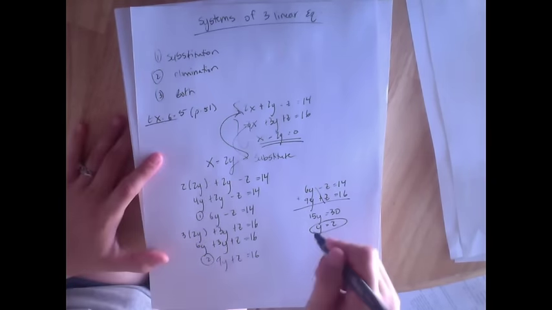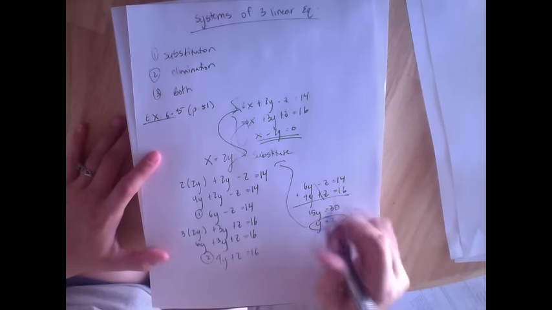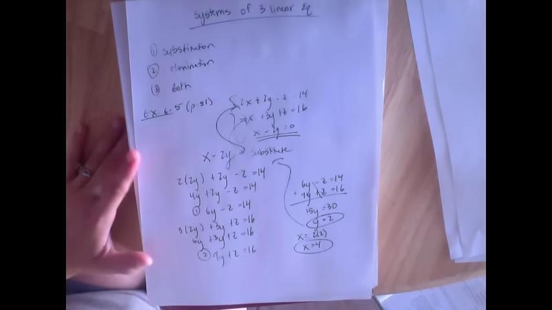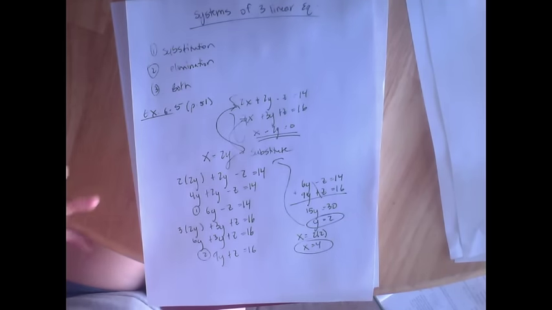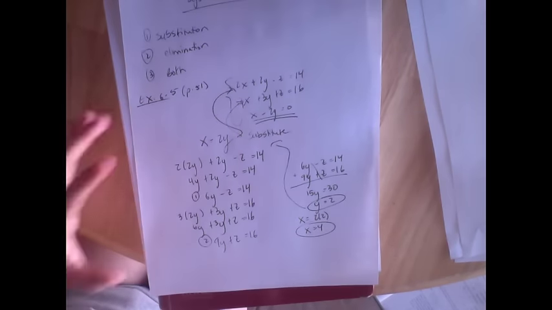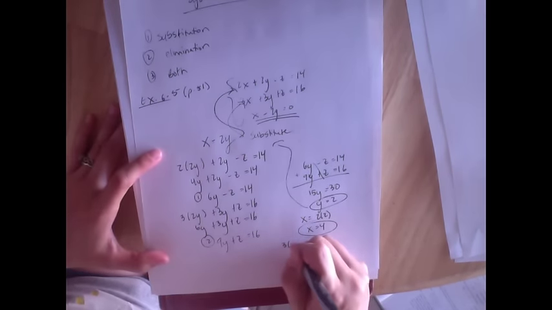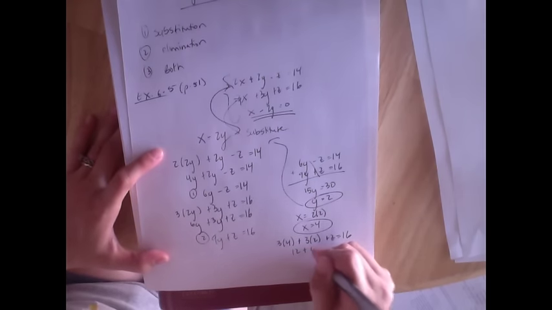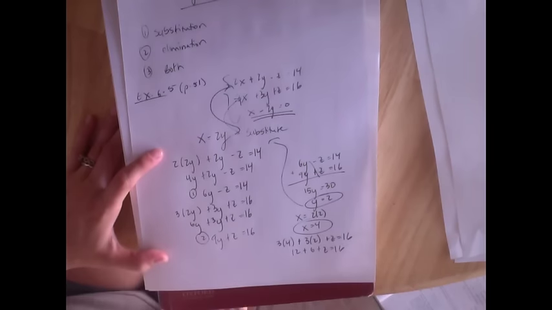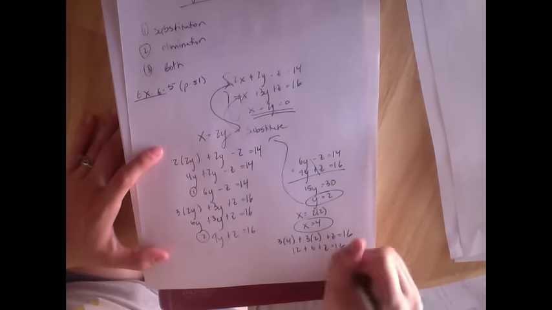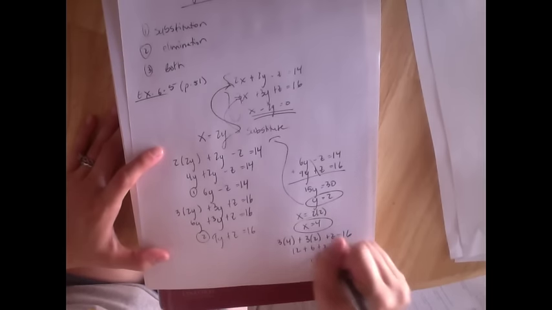Now that I know y, I can plug it in to solve for x. X equals 2 times y, so x is 4. And now that I know x and y, I can plug it into any equation and solve for z. I'm going to choose the second equation. So 3 times 4 plus 3 times 2 plus z equals 16. 12 plus 6 plus z equals 16. 12 plus 6 gives me 18, so I will have 16 minus 18, z is negative 2.